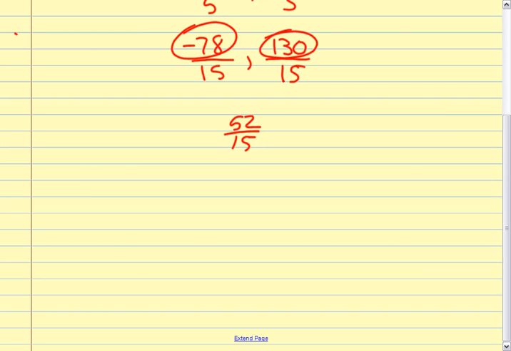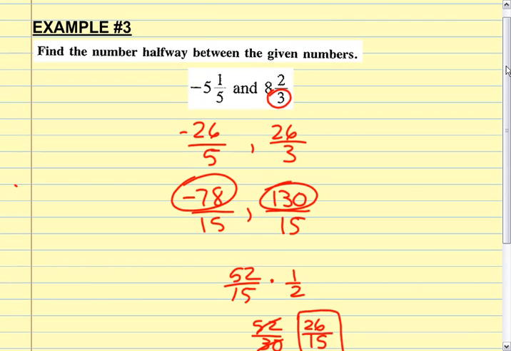Now, I've added them. What do I still have to do to find the number right in the middle? You have to multiply the whole thing by 1/2. Multiply by 1/2 or divide by 2. So I'm multiplying by 1/2, and that's just going to give me 52 over 30. That I need to reduce. 2 goes into both of them. 26 over 15. So 26/15 is the number halfway between -5 1/5 and 8 2/3.